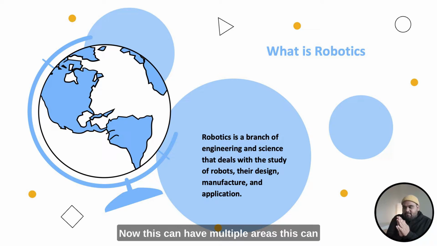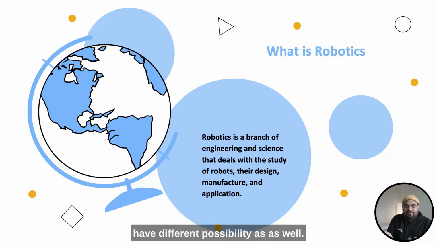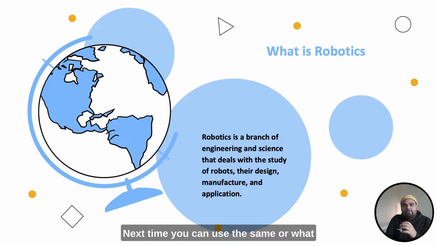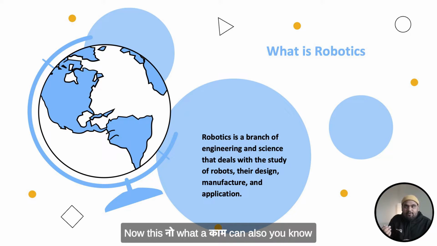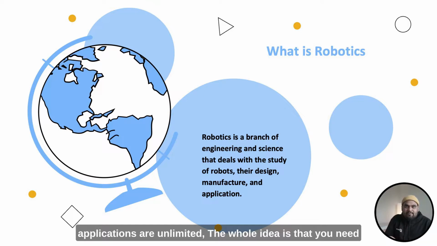Now, this can have multiple areas, multiple resource places, and different possibilities as well. Let's say you're working on a robotic arm, and a robotic arm is designed for picking up boxes. Next time, you can use the same robotic arm to pick up even food, carrots or food boxes as well. Now, this robotic arm can also serve drinks or cut vegetables, and the applications are unlimited.